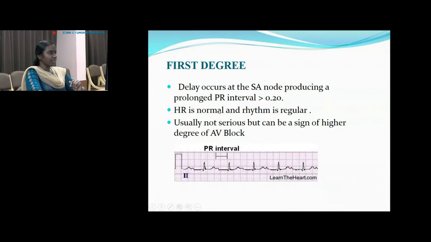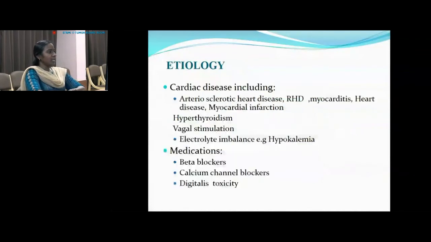Here the heart rate will be normal and the rhythm is regular, and usually the patient will be asymptomatic and it is not serious, but if we ignore or neglect it, it can be a sign of a higher degree of AV block. So soon after detecting first degree, proper management should be given, so that further progression of the AV block can be prevented. And the etiological factors for AV block are all cardiac diseases; the etiologies I mentioned for cardiac dysrhythmias in general apply here also.